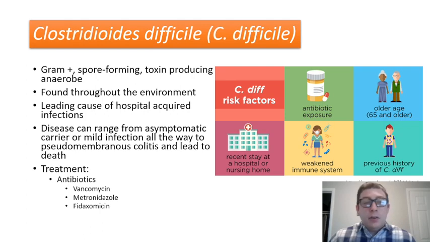C. difficile is a gram-positive, spore-forming, toxin-producing anaerobe. It is found throughout the environment and is the leading cause of hospital-acquired infections. Disease can range from asymptomatic carrier or mild infection all the way to pseudomembranous colitis and lead to death. There are currently only 3 treatment options recommended, vancomycin and metronidazole being the most used of the 3.